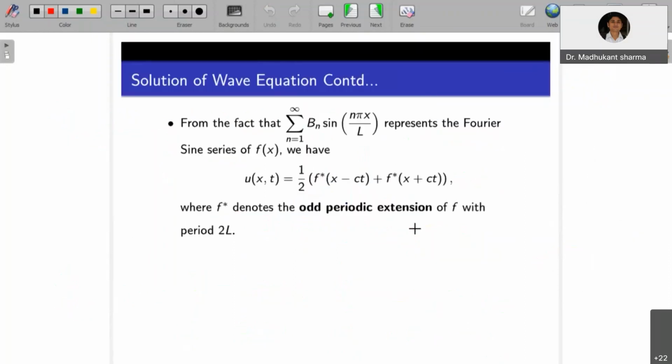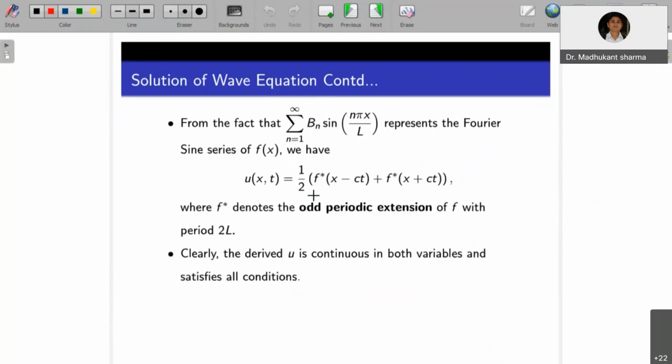So here you are going to replace this by the odd extension of f with period 2L, because f is defined only over 0 to L. Now f star is defined over the interval minus L to L. When you have initial velocity, you are assuming that it is 0. This is a simple case, right?